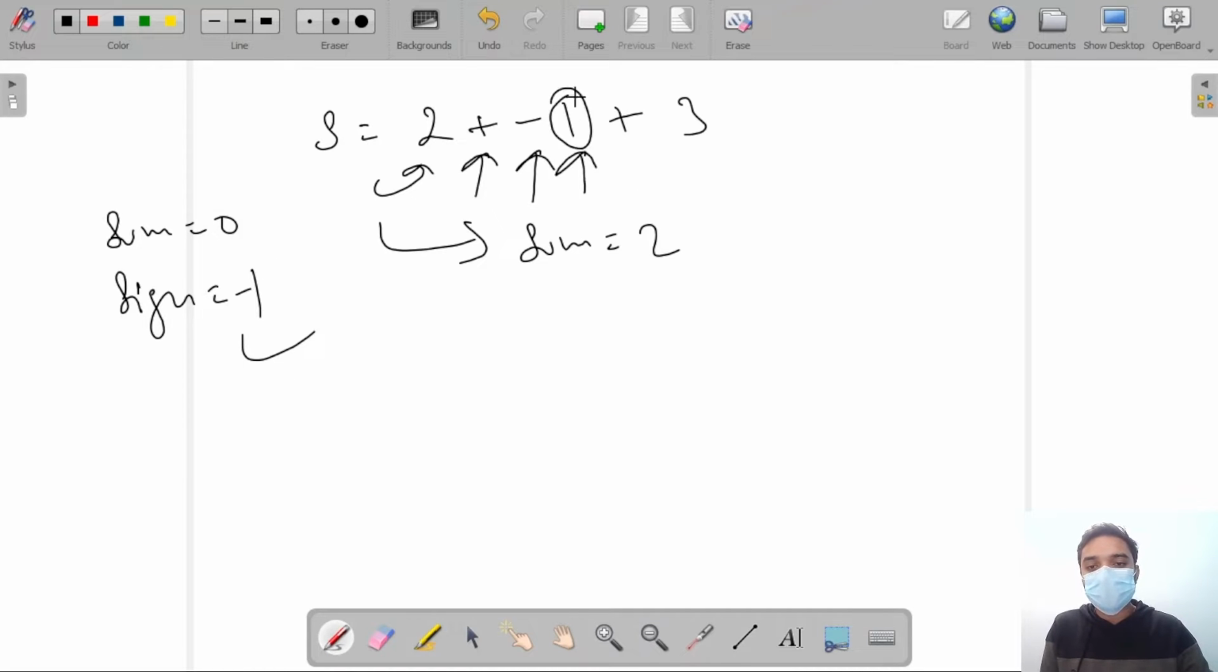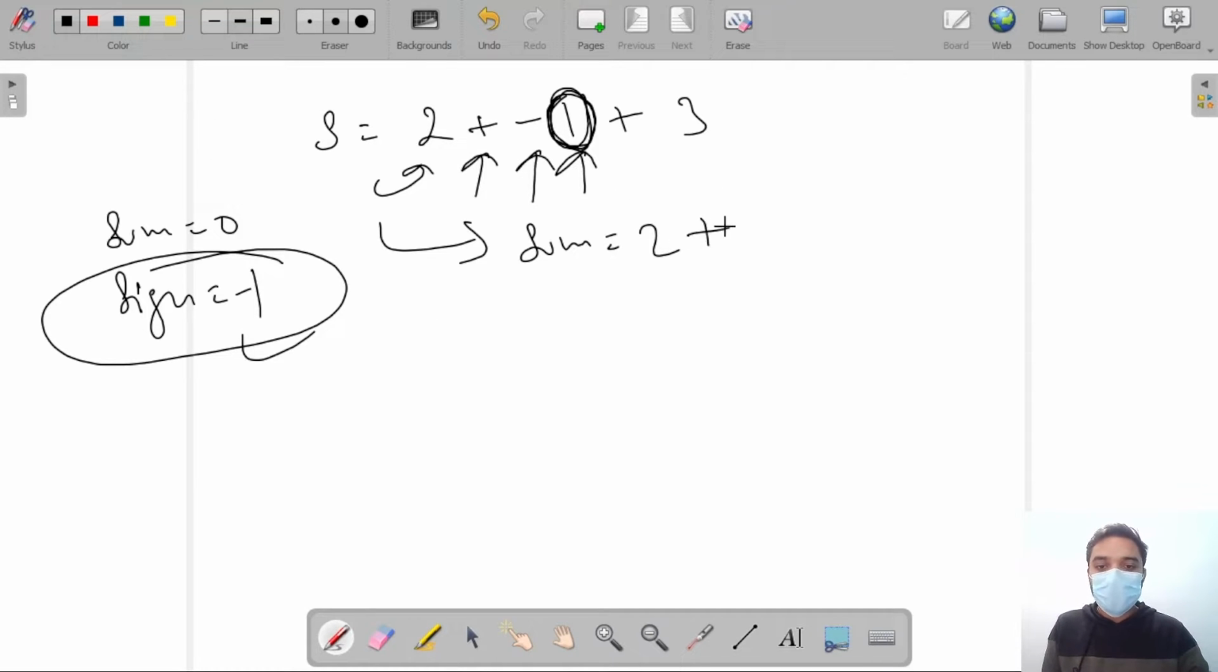After this I get a 1 here. Whenever I get a digit, I first multiply it with my sign, and then I add it to the sum. My sign is minus, so minus 1 into 1 is minus 1.